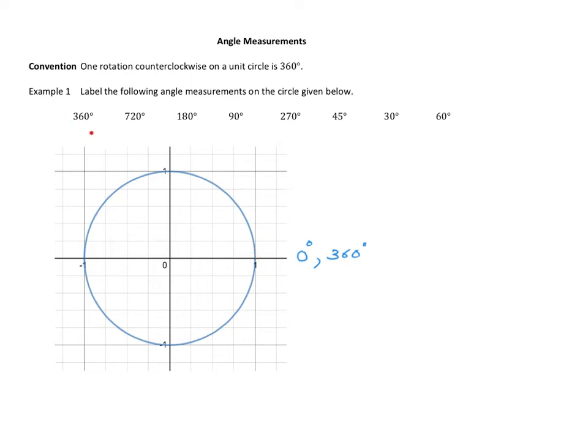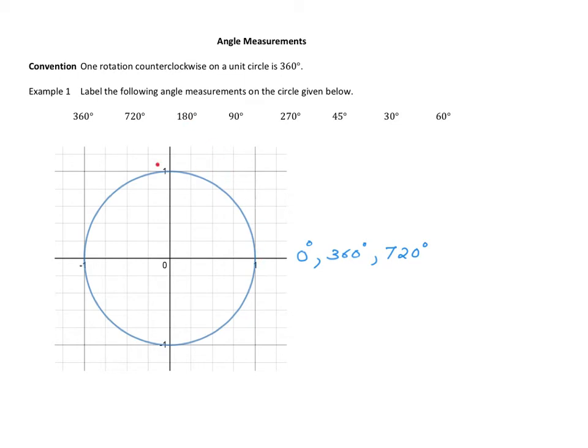Here in example 1, I have a few other degree measurements that I'd like to label on this unit circle. So we've already figured out where 360 degrees is located. Where is 720 degrees? Well, if you start at 360 degrees and you rotate another 360 degrees, the sum of those two is going to be 720. So that means we're at this location on the unit circle. So the location of not rotating at all, doing one full rotation or two full rotations take you to the same location.